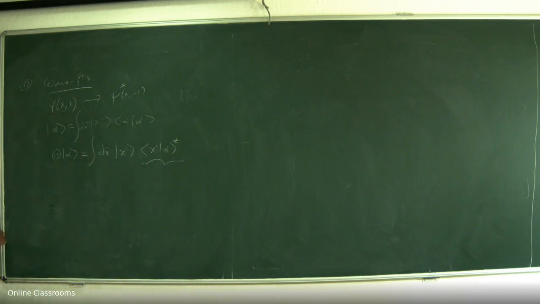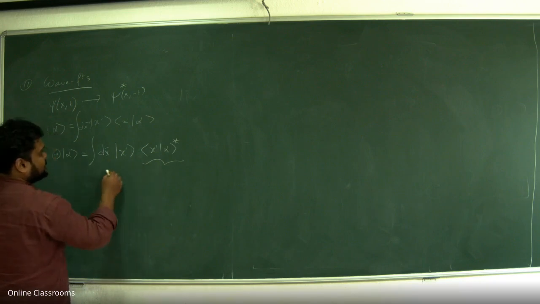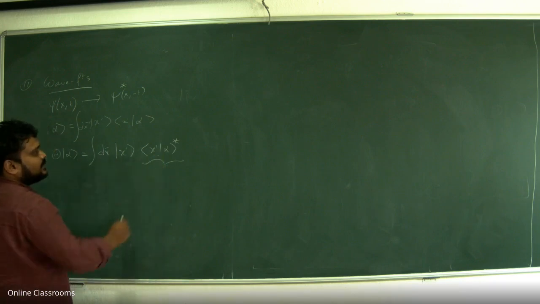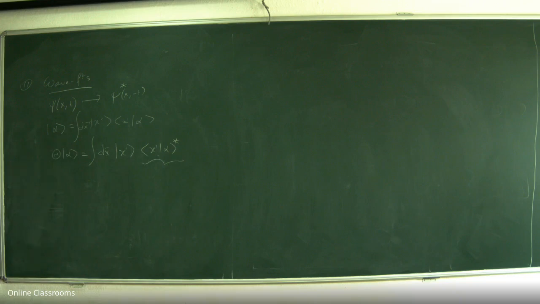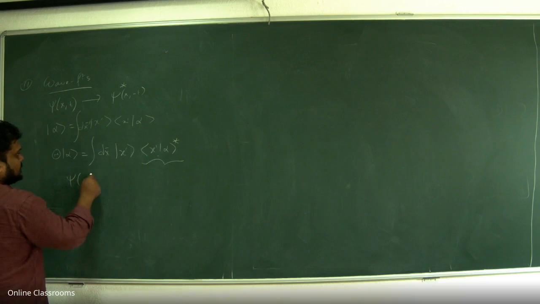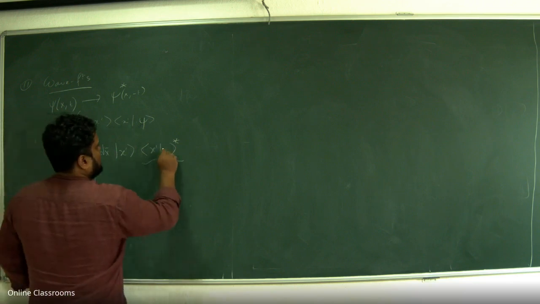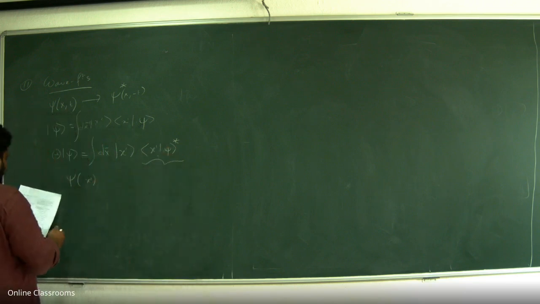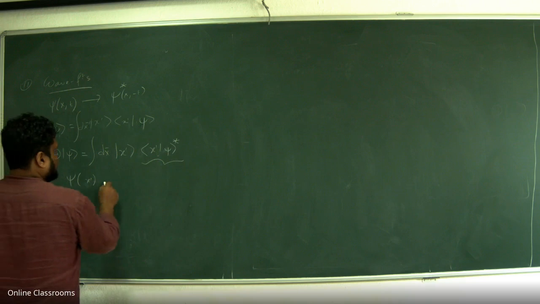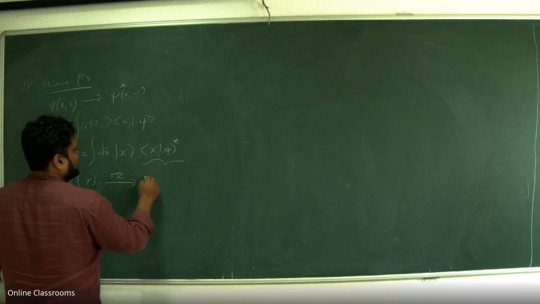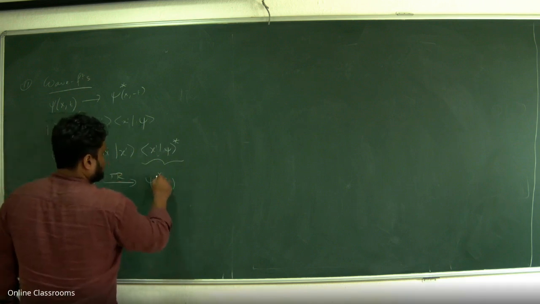This tells you that if I go to the time reverse partner, the only thing I need to do is take a star on this. So psi x, actually I should write psi, I am using psi everywhere. So psi x under TR would go to psi x star.